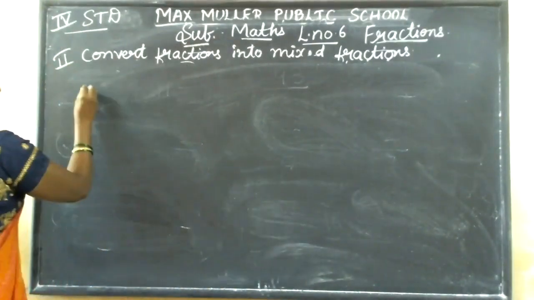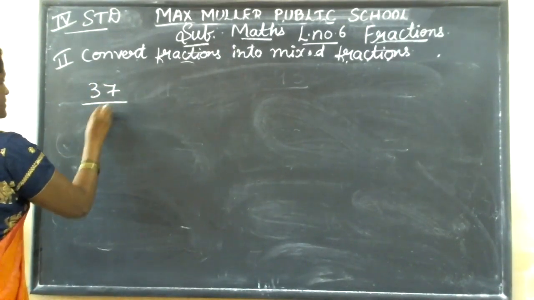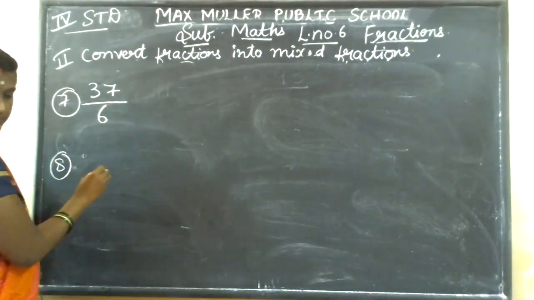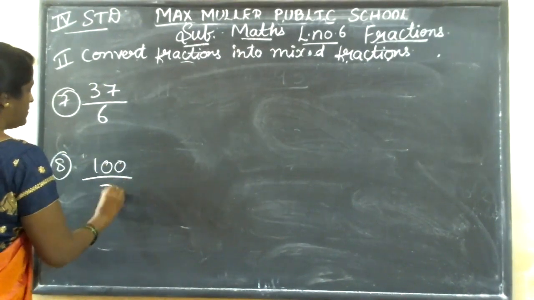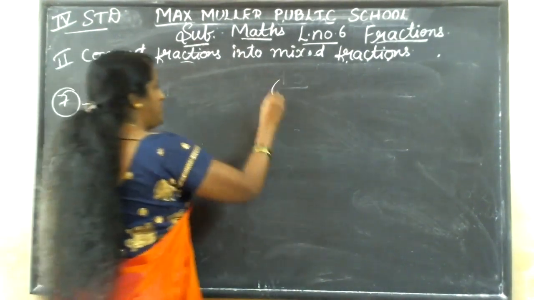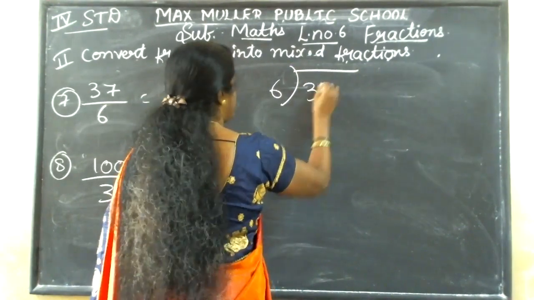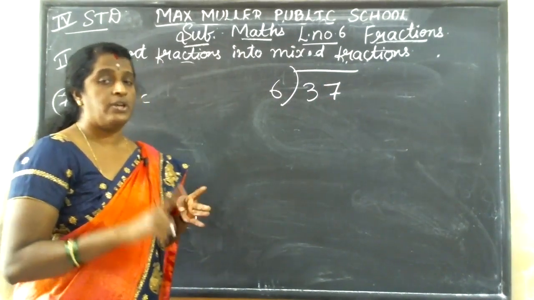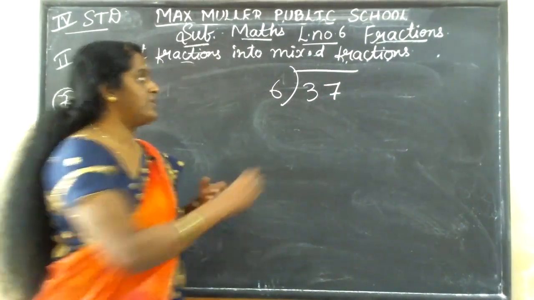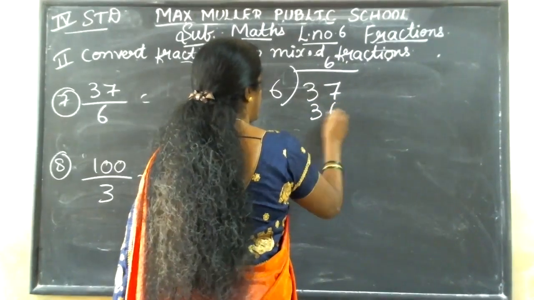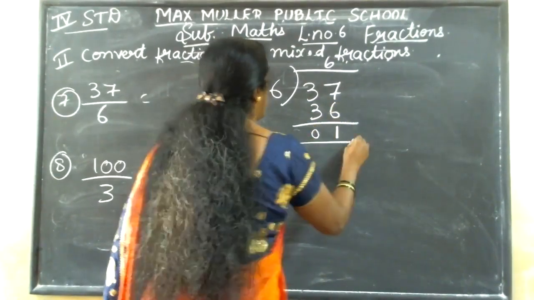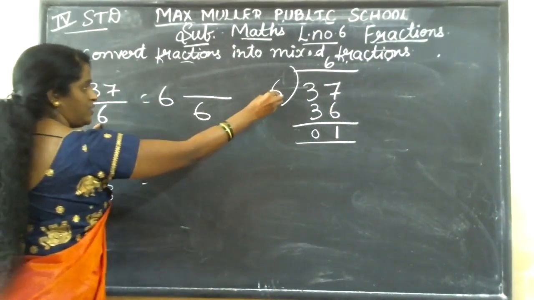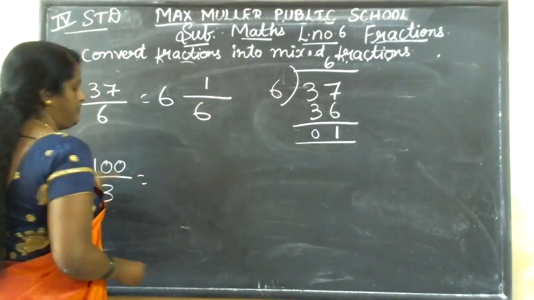So next is 37 by 6. This is the 7th sum, this is the 8th sum. 100 by 3. 6 tables: 6 ones are 6, 6 twos are 12, 6 threes are 18, 6 fours are 24, 6 fives are 30, 6 sixes are 36. Minus, 1, 0. So the whole number is 6. The denominator will be the same. This is the denominator. New numerator 1.